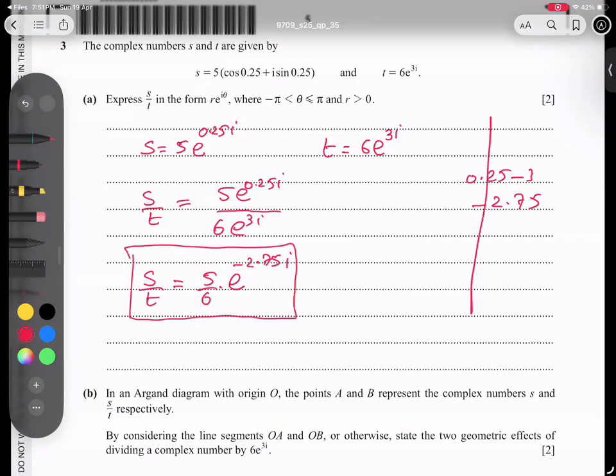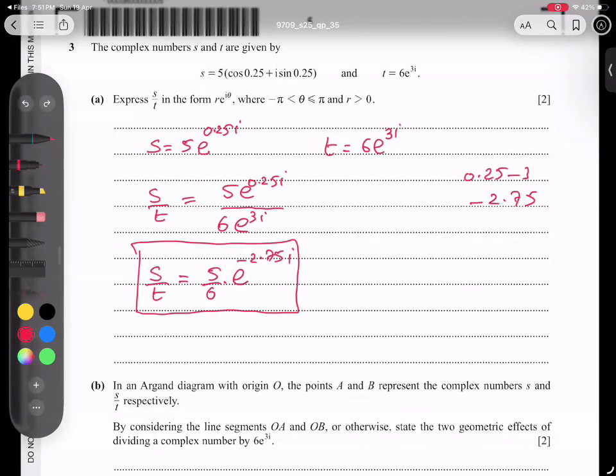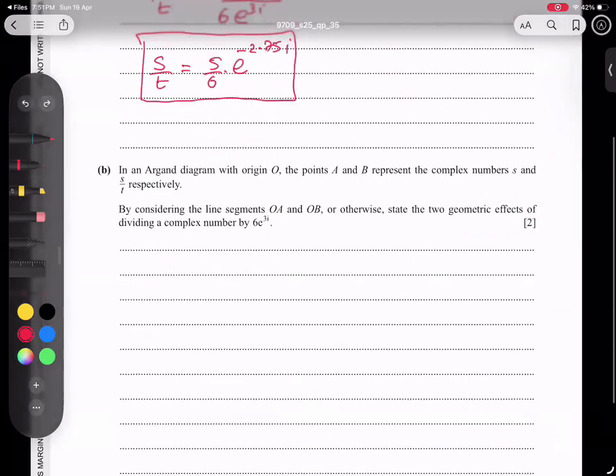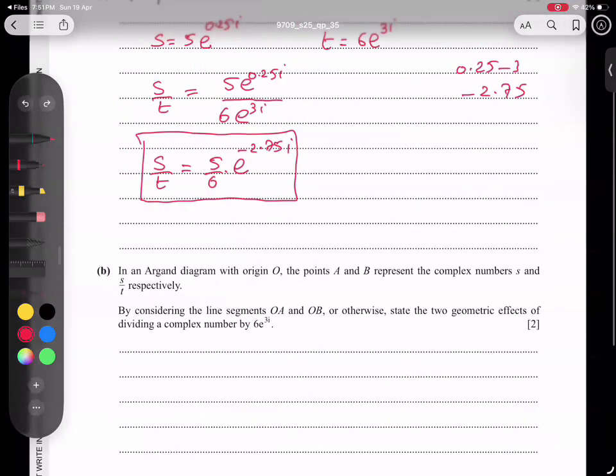Let's talk about part number 2. Part number 2, students, what is he asking here? In the Argand diagram, the points A and B represent complex numbers, A representing S and B representing S over T. This part is clear. So I repeat my words: A represents S and B represents S over T.